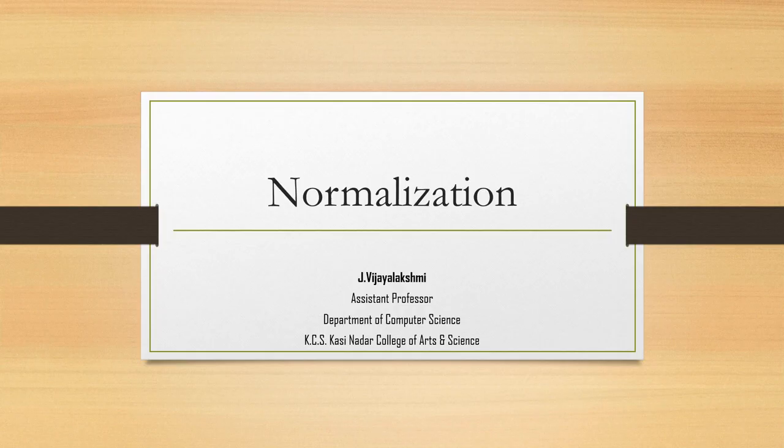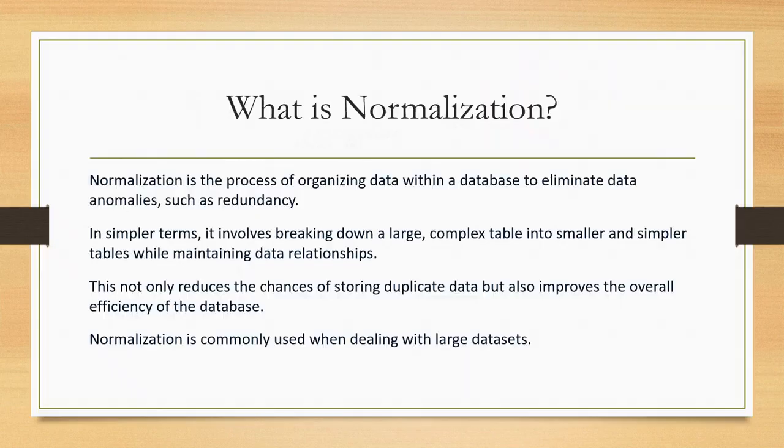Hi, in this video we are going to see about what is normalization. Normalization is the process of organizing data within a database to eliminate data anomalies such as redundancy. In simpler terms, it involves breaking down large complex tables into smaller and simpler tables while maintaining data relationships.